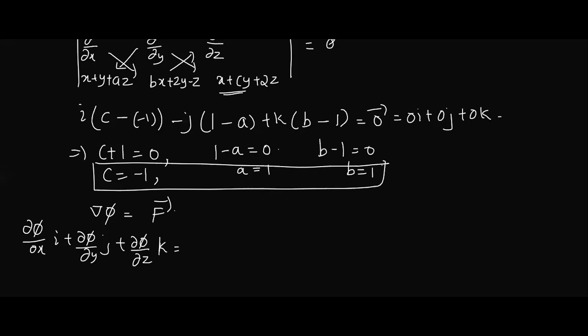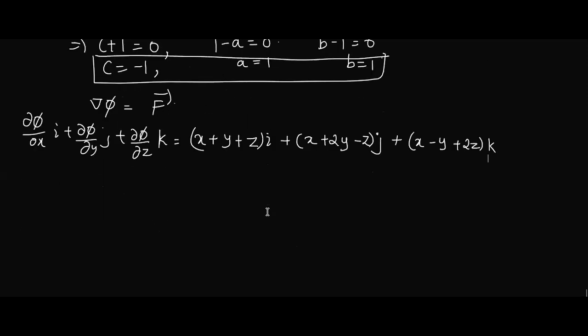What is it now? x plus z into i. What is my A? A is 1. This is my coefficient of j, no? B is 1 again, so x plus 2y minus z into j. Coefficient of k here: C is minus, so minus y plus 2z into k. Correct? What has to be done here? Equate the corresponding coefficients. What will we get? Dou phi by dou x is equal to x plus y plus z. Correct?